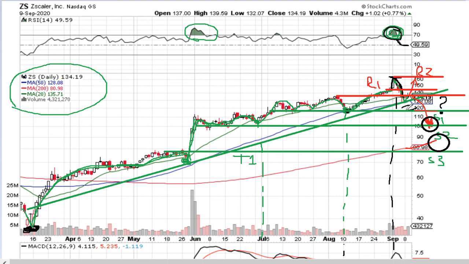So that's it for ZS, for Zscaler. Now you know what to do after tomorrow's action. It might still be positive, but overall a correction is expected here, and then recharge and go up again.